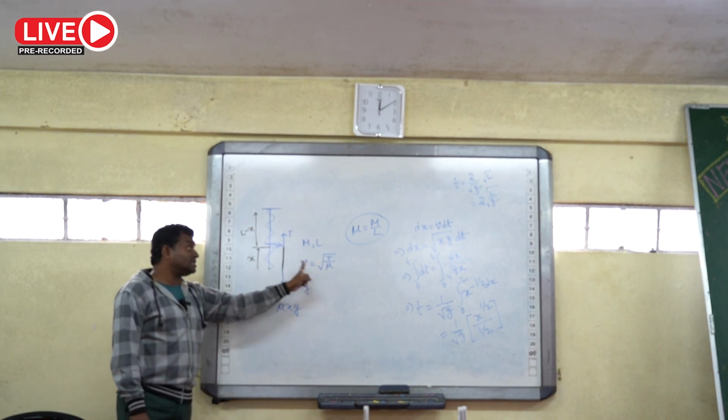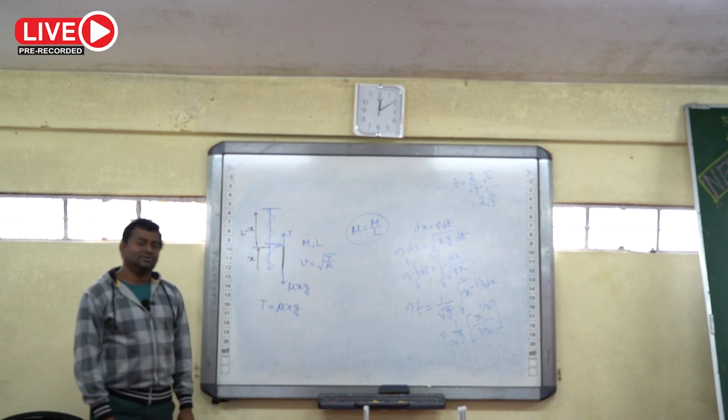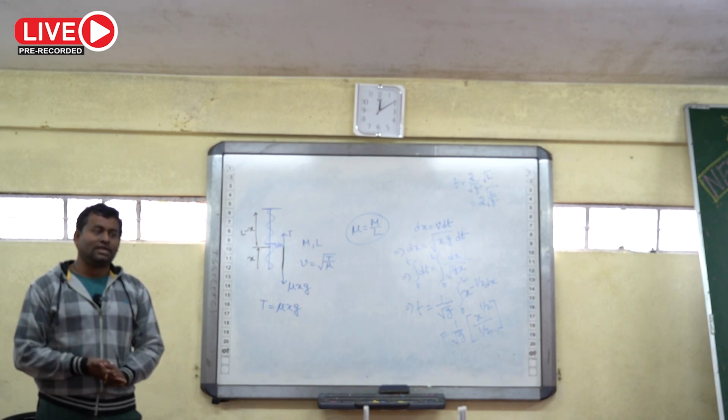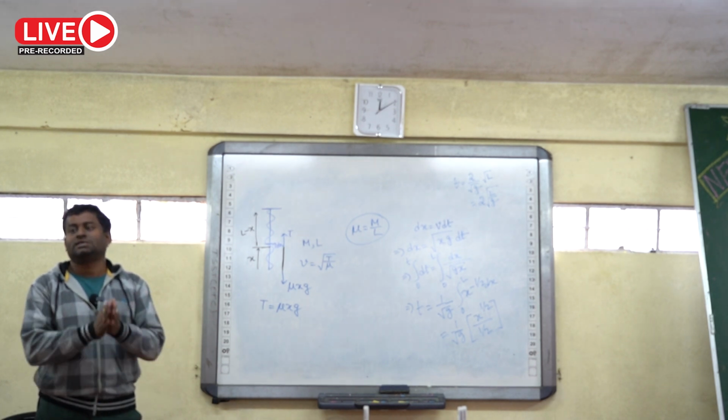Since this is variable tension, v is variable. So you cannot calculate over a longer length by considering that v is constant. You have to integrate it.